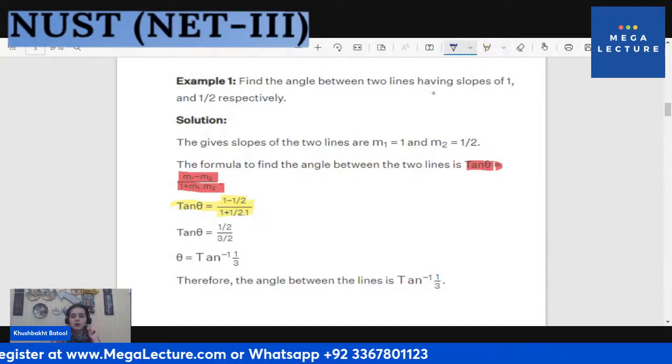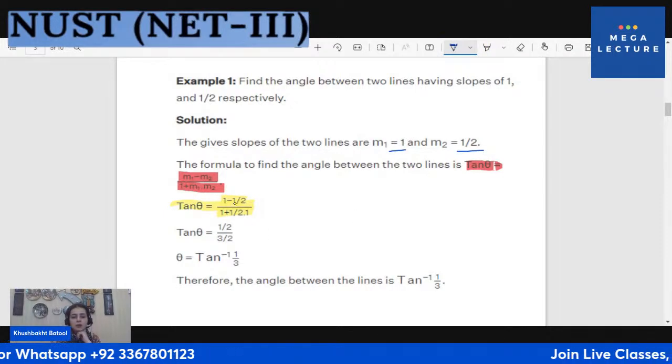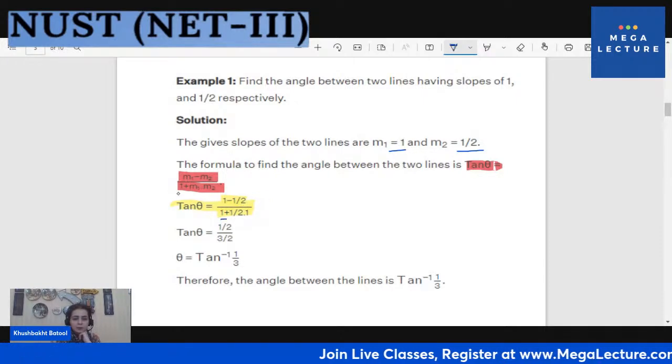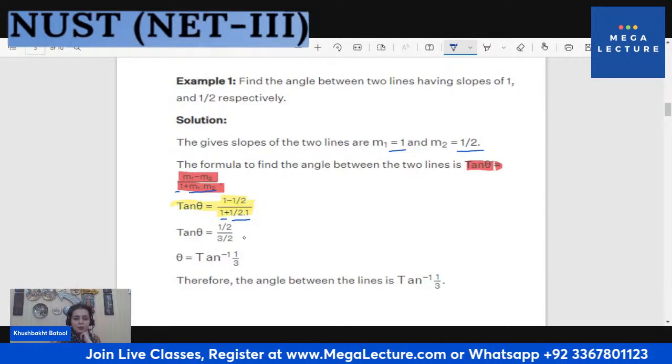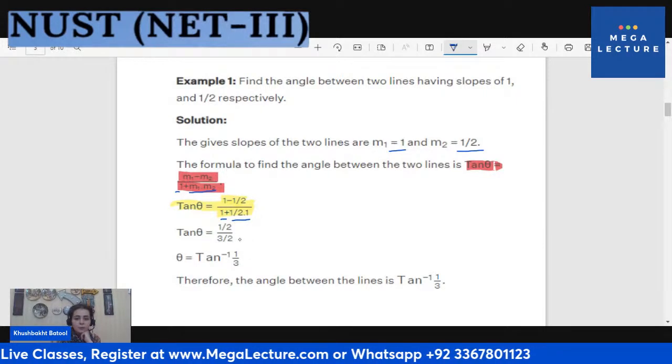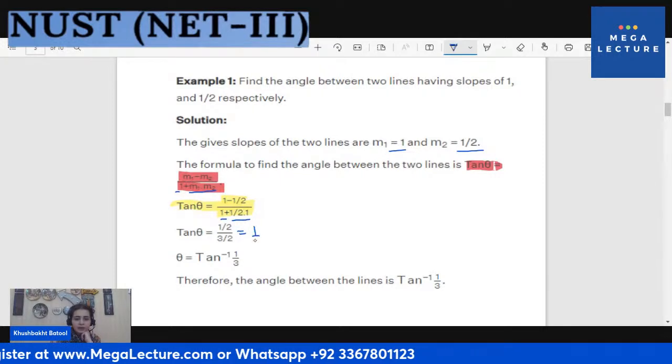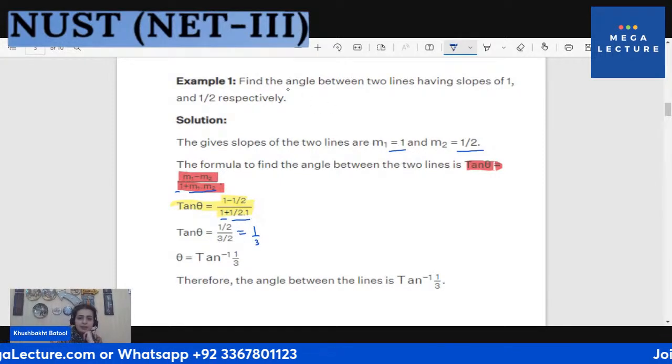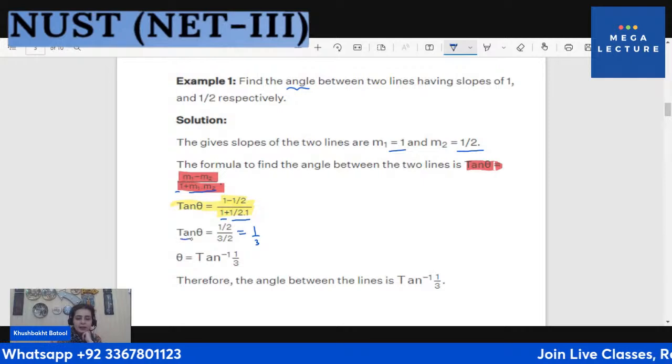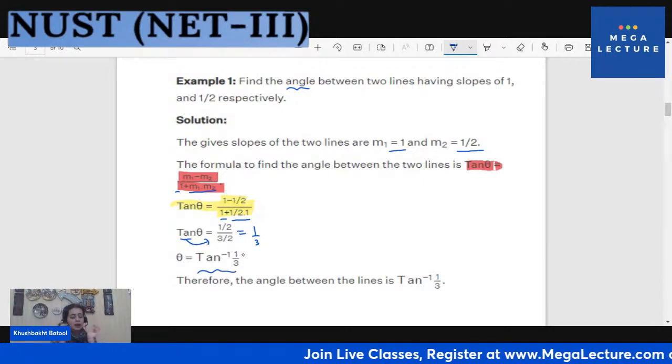Okay, so the gradients are 1 and 1 by 2, so I will plug in 1 minus 1 by 2, divided by 1 plus m1 into m2, that would be 1 by 2 into 1, and upon simplification it would give you 1 by 3. Now you are interested in the angle, so you will take tan from there to here and it would give you tan inverse 1 by 3. Now it depends on the choices you have.